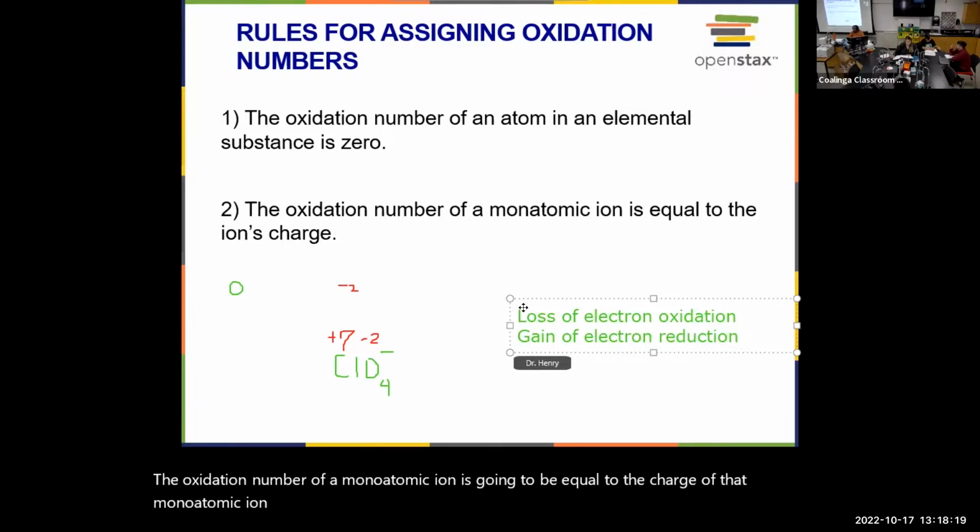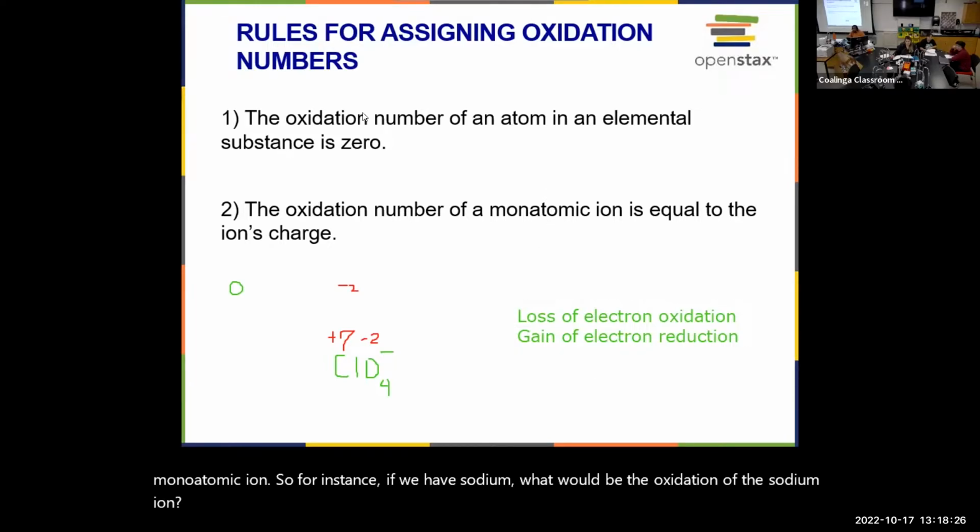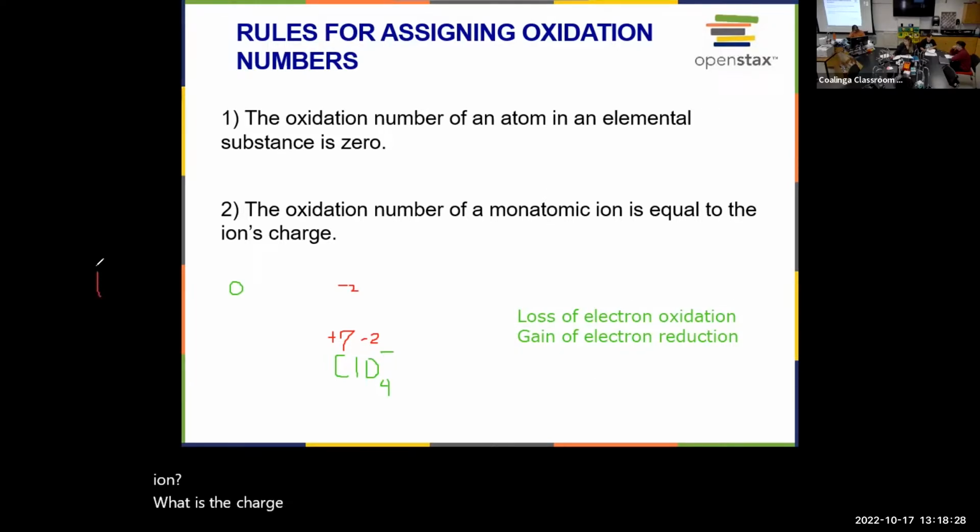So for instance, if we have sodium, what would be the oxidation state of the sodium ion? What is the charge on sodium? Plus 1. So then what should be the oxidation state? Plus 1. Okay. Does that make sense? So if we have sulfur 2 minus, what will be the oxidation state of that? Minus 2. That would be our oxidation state.